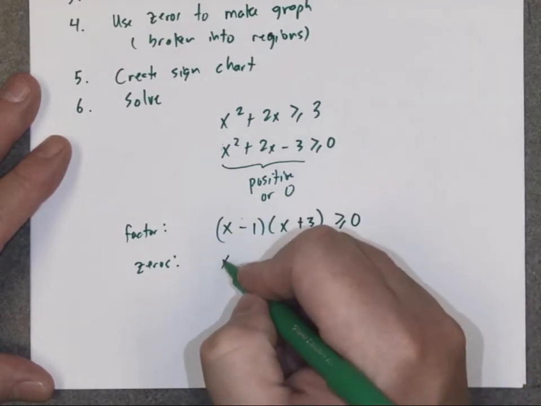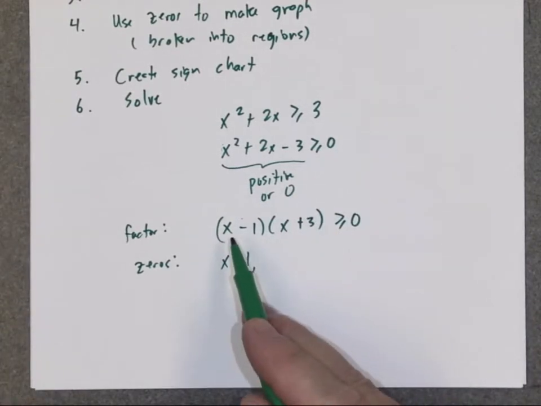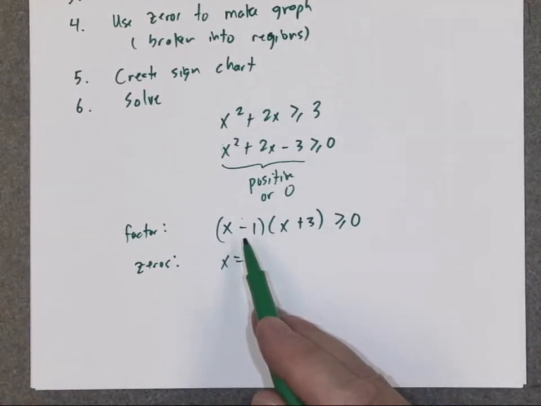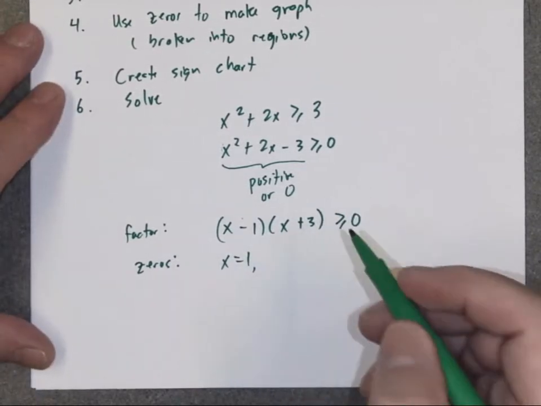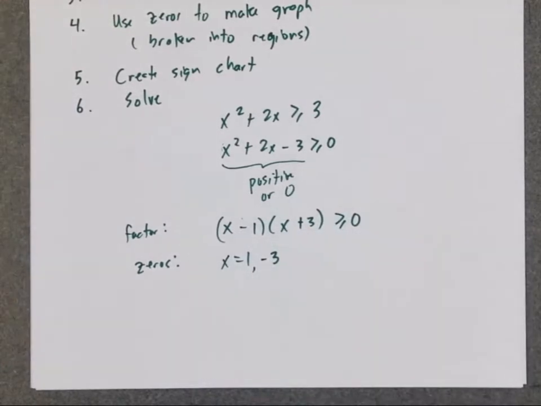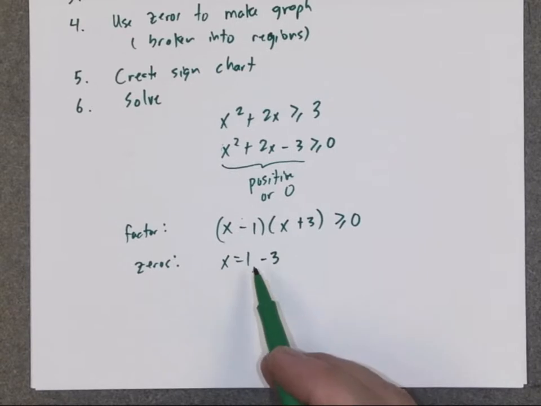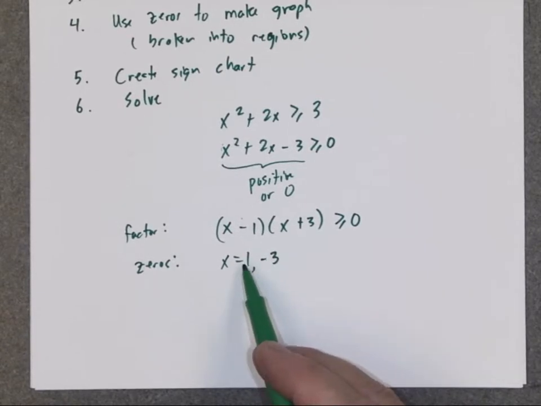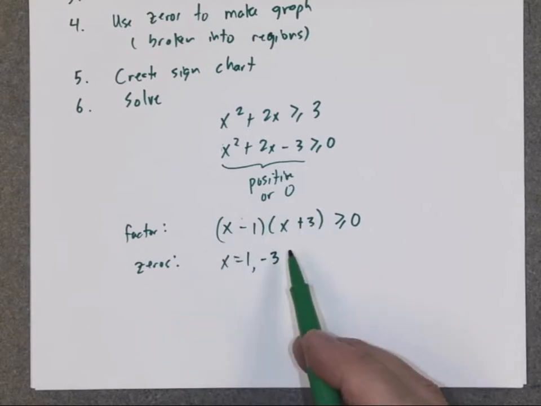Well, obviously, if I look at that first parenthesis, if x equals 1, the first parenthesis is 0, the whole expression is 0. And if I look at the second parenthesis, minus 3 would cause the whole expression to be 0. We call these two values of x the zeros, because those are the values of x that cause the whole thing to equal 0.